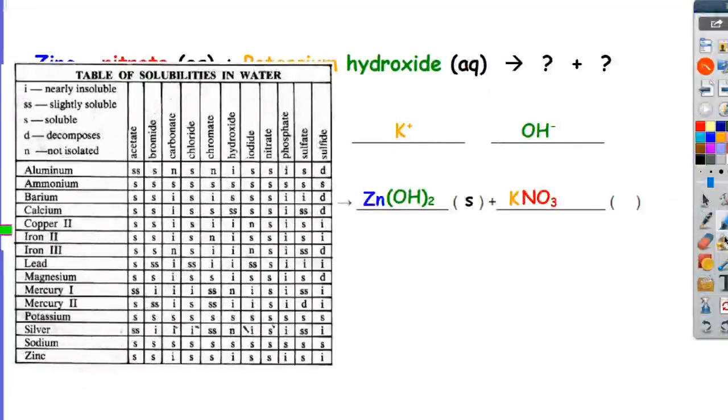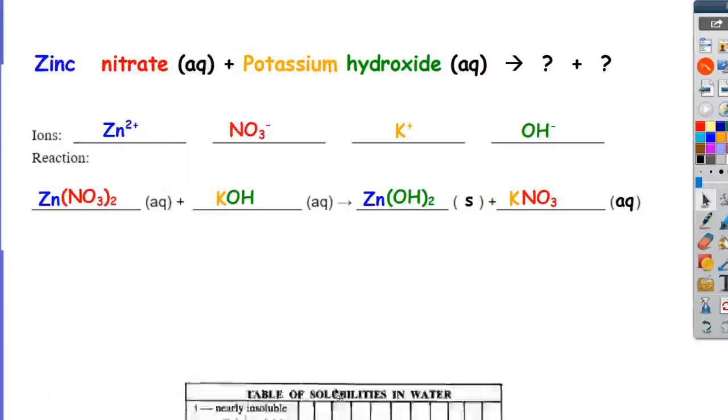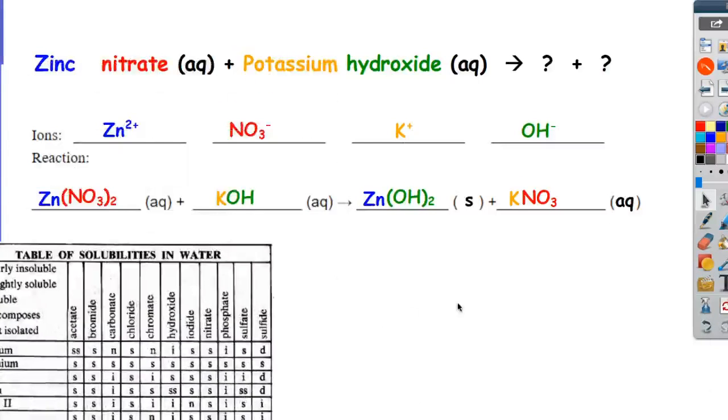But just to be careful, let's check our potassium nitrate. You should only ever get one solid or gas product. So here's my potassium, and there's my nitrate. And where they meet, I get an S for soluble. So my potassium nitrate is aqueous. So my reaction does take place, and those are my two products.